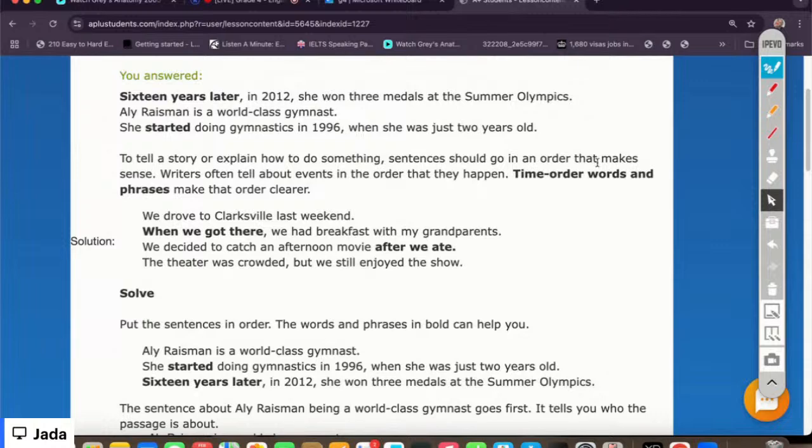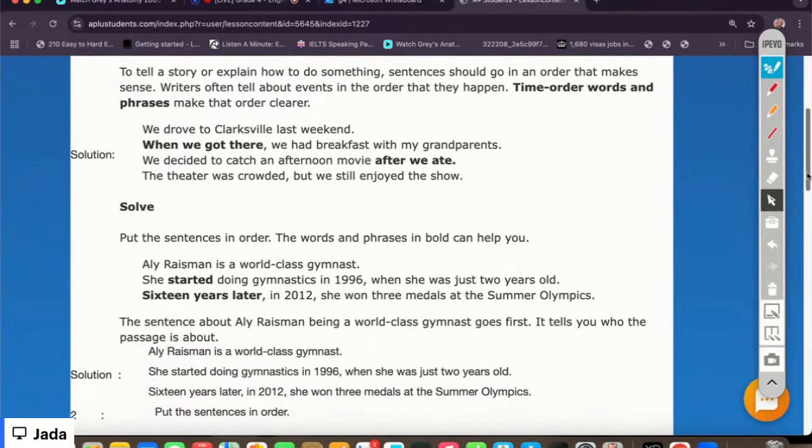Writers often tell about events in the order that they happen. Time other words and phrases make that other clearer. So when you're reading a book, you would see that they put it in an other, telling you step by step what has happened. That's time other.